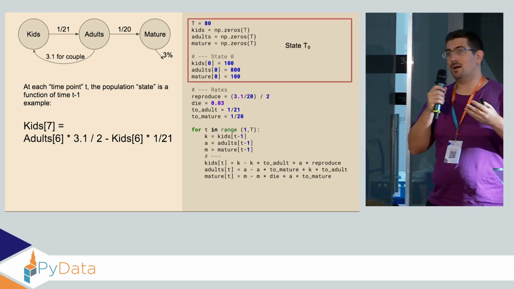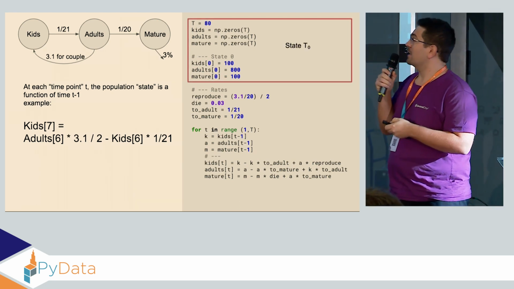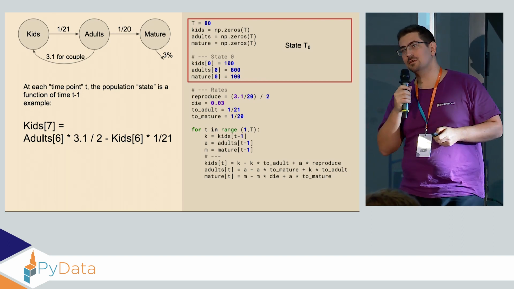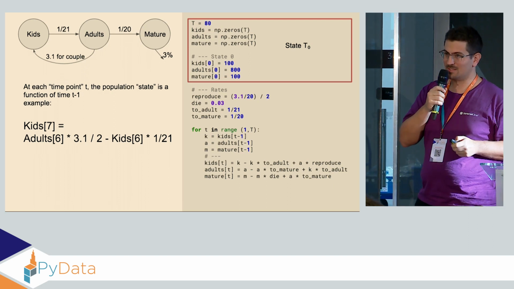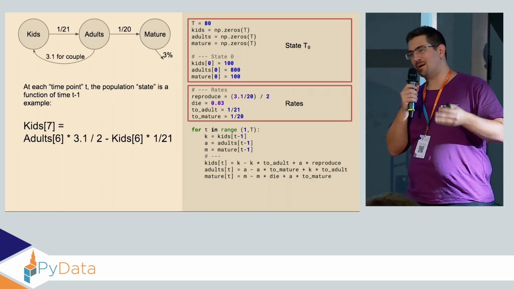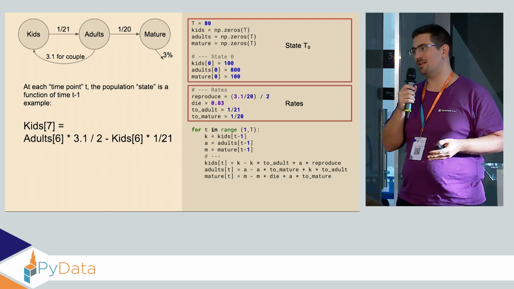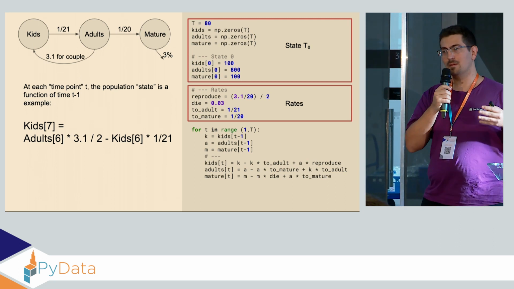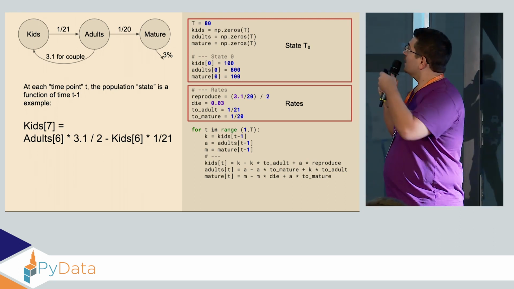So you say, for example, I invented some numbers: 100 kids, 800 adults, 100 matures. That's what we call state 0. Then you have the rates, like when a child becomes an adult. So you say at age 21, every year 1 divided by 21 of the kids become adults, and so on and so forth.